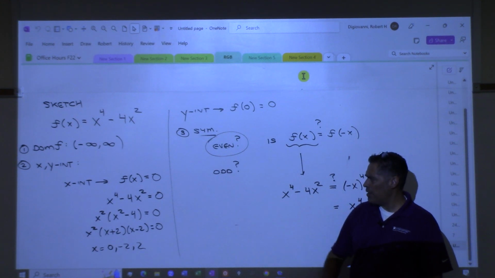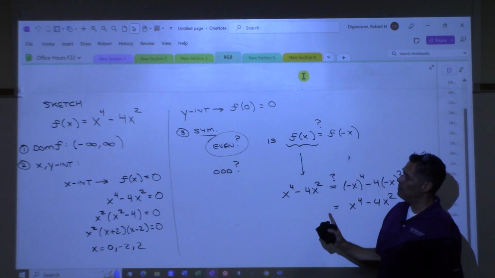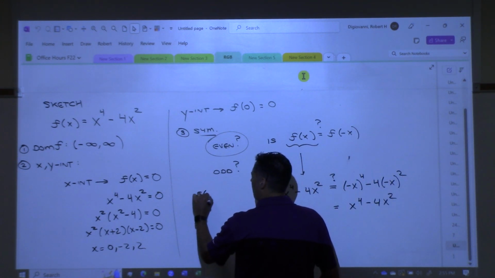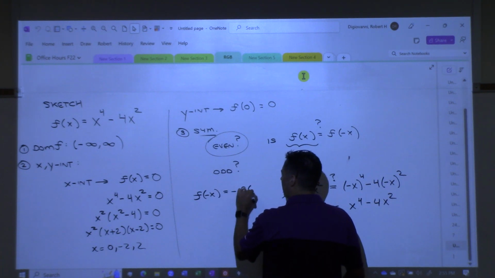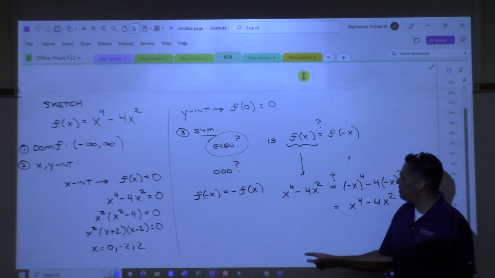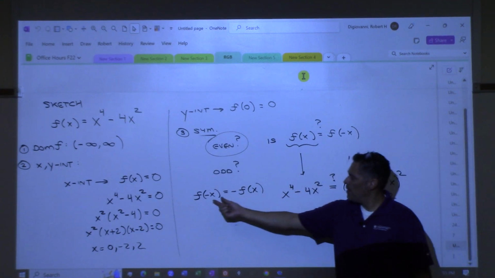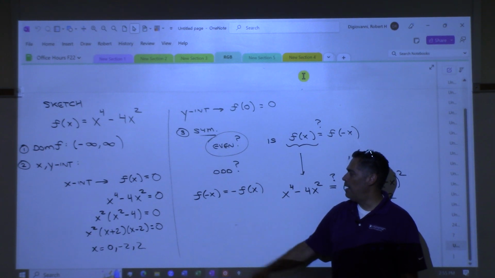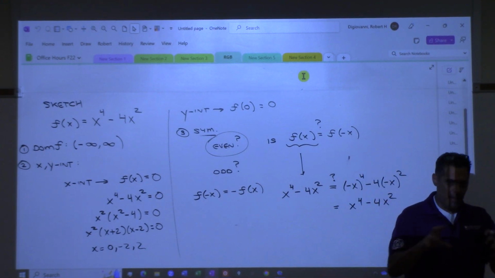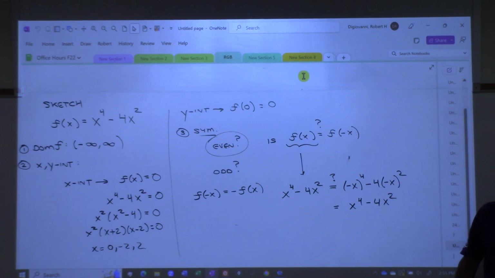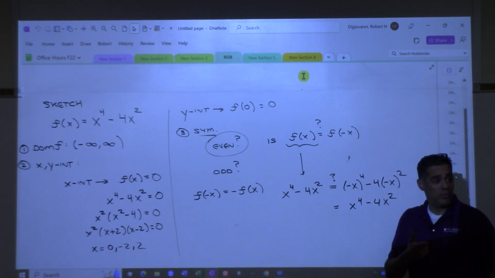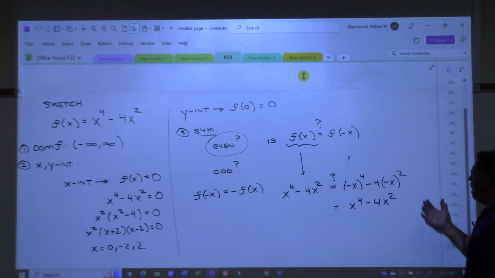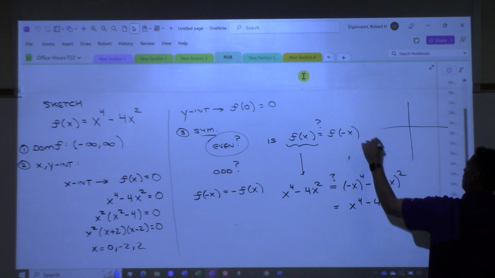But does anyone remember what you check for odd, if it hadn't been even? You have to see if f of negative x equals negative f of x. In other words, when you plug a negative in, do you get the same thing as the function but with a negative in front of it? You would check that, and if it doesn't match up, then it wouldn't be odd. If it was odd, it's symmetric about the origin, which really means it's a double reflection of itself. This is an example of an odd function.